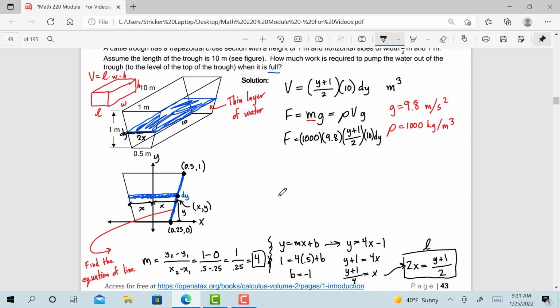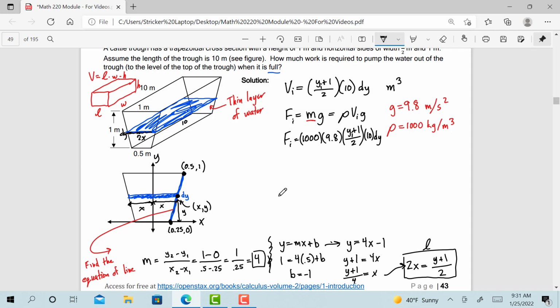And of course, that's the force to lift up a thin layer of water. So I really should go back here. This is really the volume for some ith layer. i can be any value between 1 and infinity, which means this is y_i, which means this should be the force on that layer. This should be i, this should be i, this should be i. And we use calculus basically to get rid of all those i's.